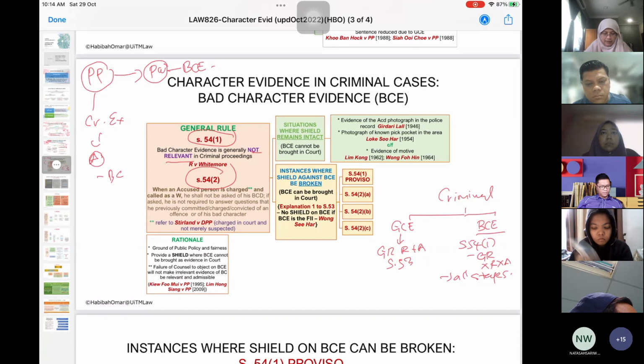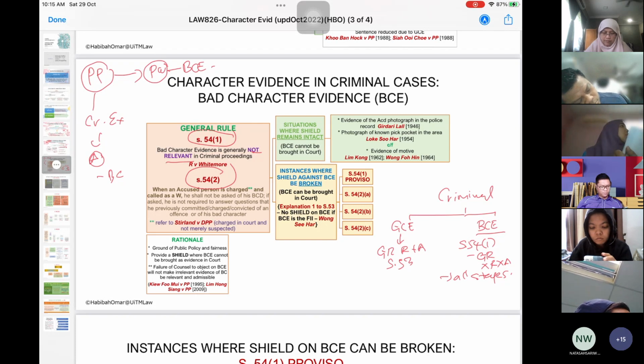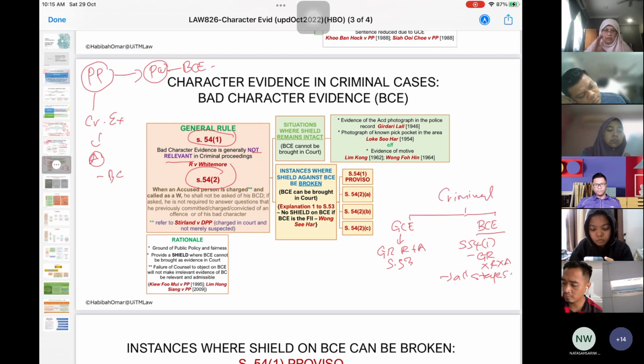Apa tadi? A person charged and called as a witness shall not be asked, and if asked, shall not be required to answer any question tending to show that he has committed or been convicted of or been charged with any offence other than that wherewith he is then charged or is of bad character, unless. Okay, alright, stop situ. So, section 54 subsection 2 refer kepada siapa?